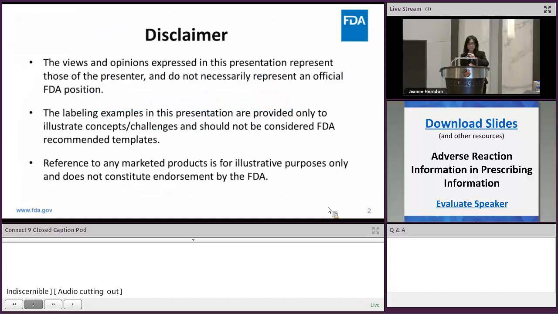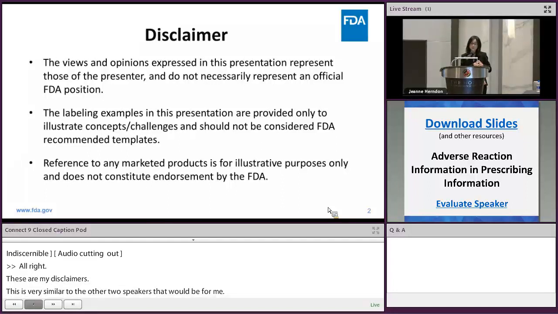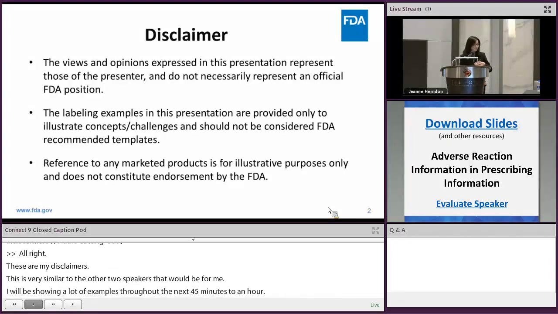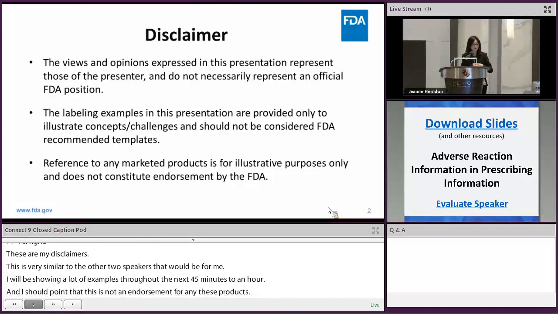Okay, these are my disclaimers. This is very similar to the other two speakers that went before me, so I won't go through them. I will be showing a lot of examples throughout the next 45 minutes to an hour. And I should point out that this is not an endorsement for any of these products. We've de-identified these and modified them slightly, but you may be able to recognize some of them because they're from recently approved products. So again, not templates, but just examples to illustrate broad concepts.